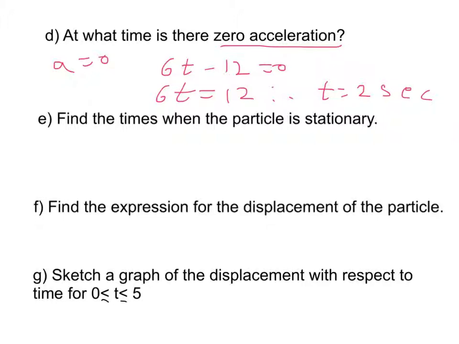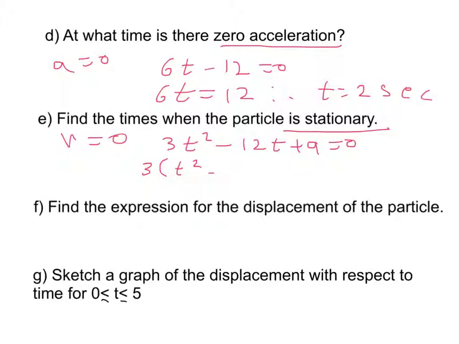The next part, find the times when the particle is stationary. With the word stationary, we can think back to velocity being equal to 0. So the particle is stationary when v equals 0. Back to the expression that we had before, 3t squared minus 12t plus 9 equal to 0. As you see, it's a quadratic equation, and 3 can be taken as a common factor, which makes it easier to factorize later on. So it's t squared minus 4t plus 3 equal to 0.